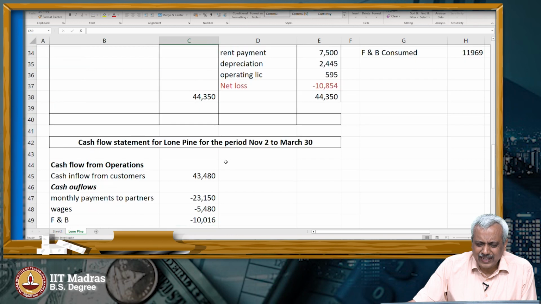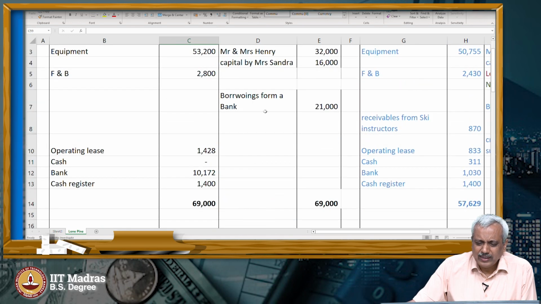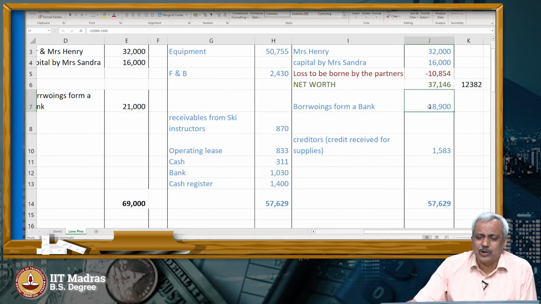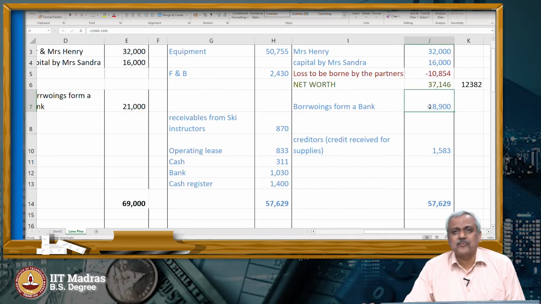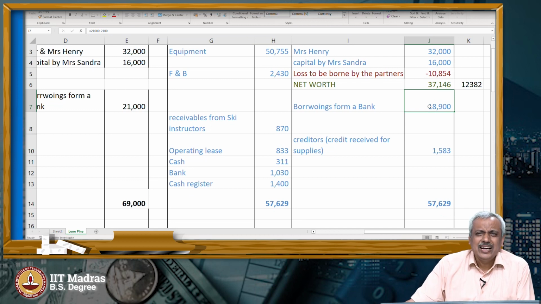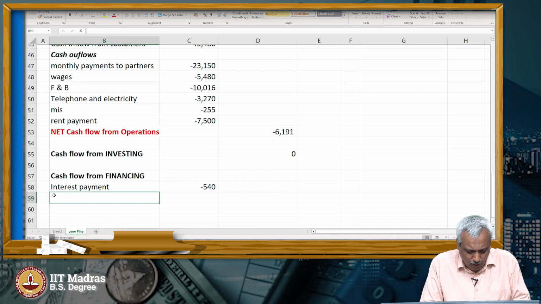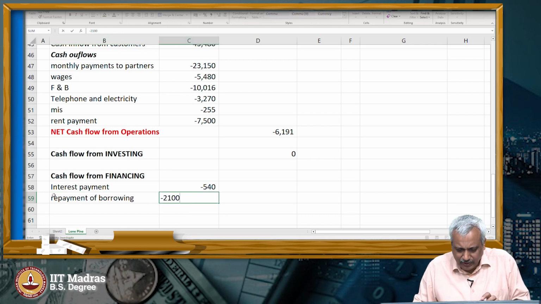Then has there been any inflow or outflow? My borrowings were 21,000. I don't have a fresh borrowing, but I have repaid 2,100 out of the old borrowing that I had. I have repaid how much? 2,100. So what happened? When money has been paid out, there is what is called cash outflow, that is repayment of borrowing. So what has happened? Negative 2,100.